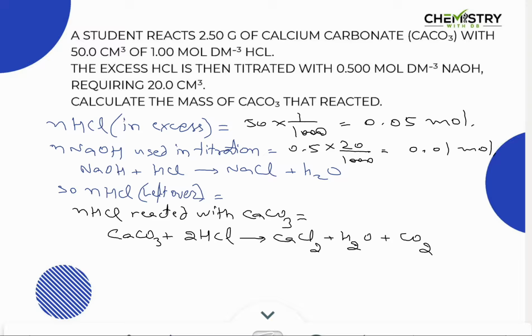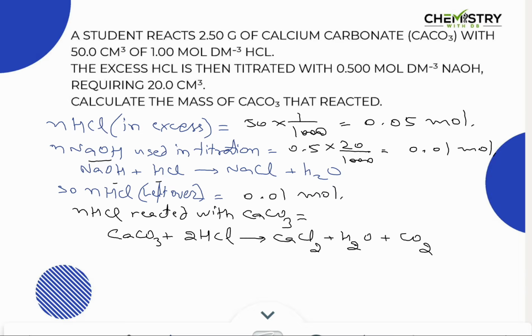Now the ratio in which the NaOH would have reacted in that titration with the leftover HCl is 1 to 1, right, here 1 to 1. So therefore the number of moles of HCl which is left over is also 0.01 moles, right?